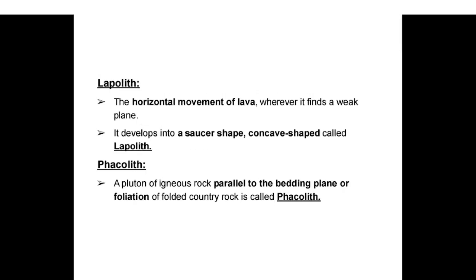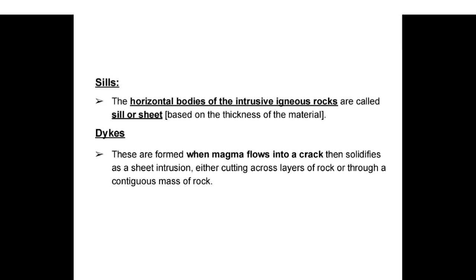Lapolith. The horizontal movement of lava, wherever it finds a weak plane, develops into a saucer shape, a concave shape called lapolith. Phacolith: a pluton of igneous rock parallel to the bedding plane or foliation of folded country rock is called phacolith. Sills. The horizontal bodies of intrusive igneous rocks are called sill or sheet based on the thickness of the material. Dikes. These are formed when magma flows into a crack, then solidifies as a sheet intrusion, either cutting across layers of rock or through a contiguous mass of rock.